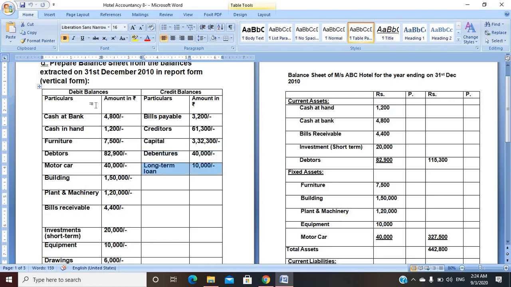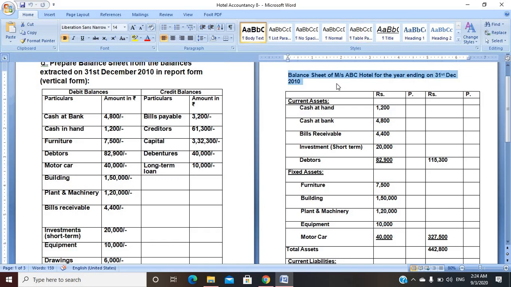So as per the question, debit means we have the assets column and credit means we have the liabilities column, right? So this is the information given in the question. We have to solve the balance sheet as per this question. So I just mentioned the format accordingly. Balance sheet of Miss ABC Hotel for the year ending 31st December 2010. I prepare the columns here, rupees and paisa.